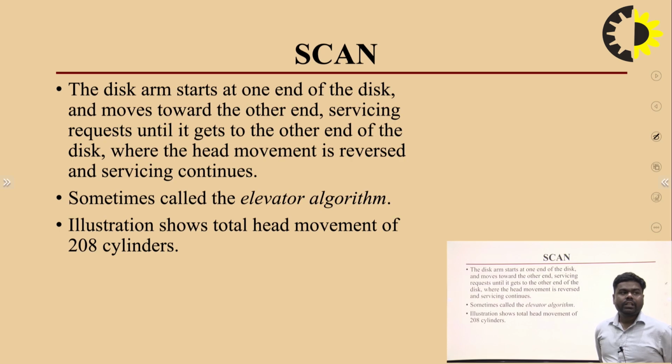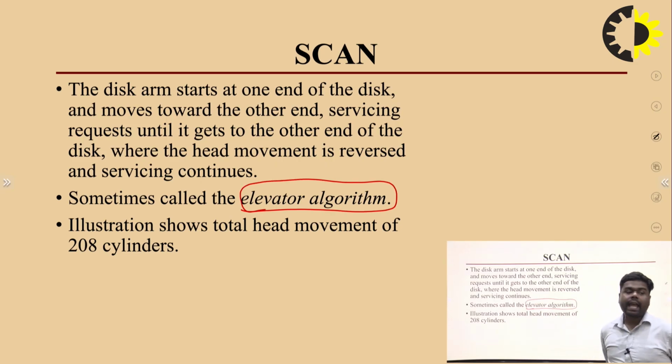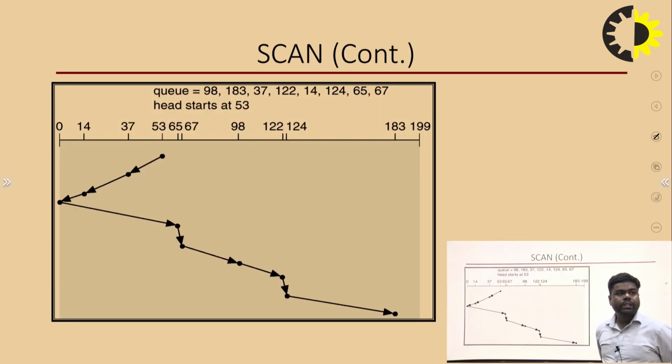Now SCAN. The disk arm starts at one end of the disk and moves towards the other end, servicing requests until it gets to the other end of the disk, where the head movement is reversed and servicing continues. Sometimes it's called the elevator algorithm. Illustrate the total head movement of 208 cylinders. The queue is the same as before, and the head starts from 53.